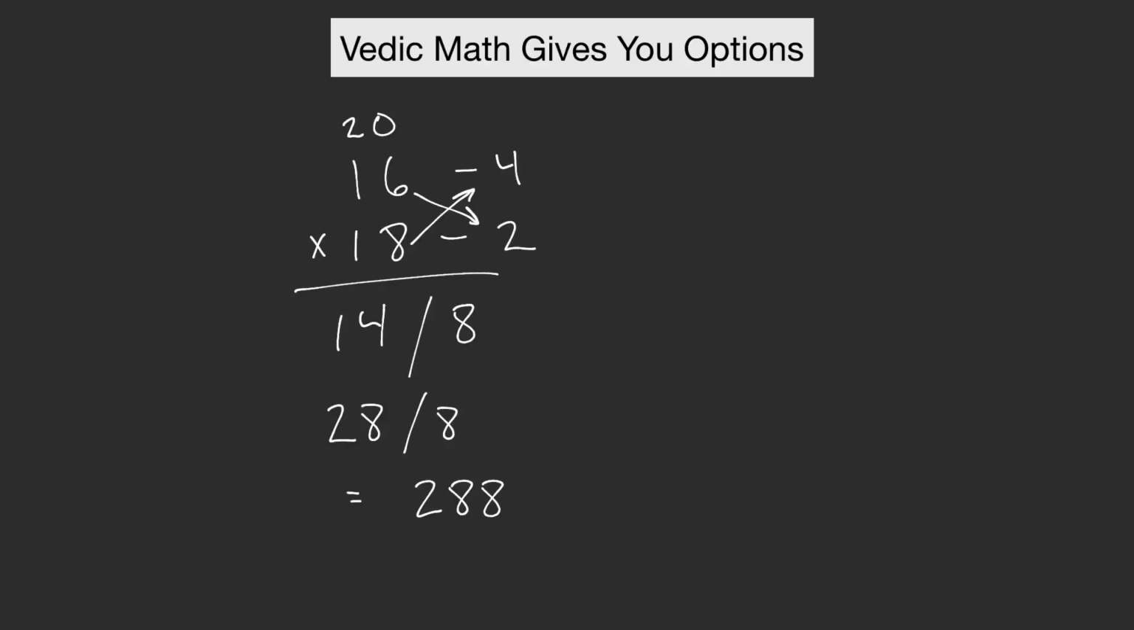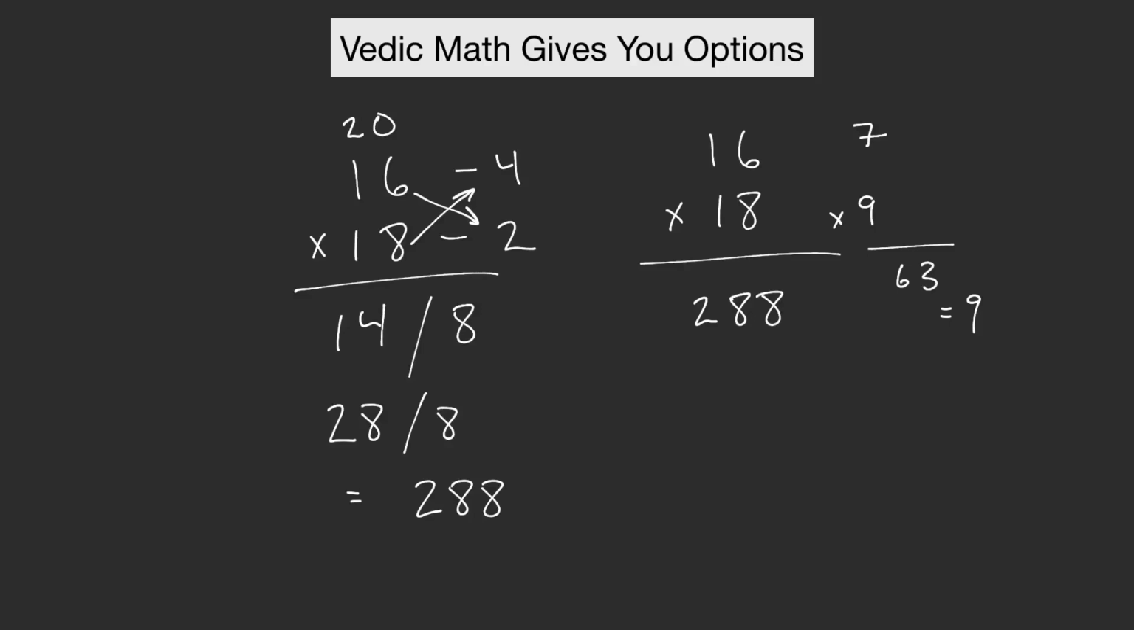Vedic Maths gives you more options, more variety to solve your problems. On top of that, there is a real good way to check your problems to see if you got your answer right, and that's casting out nines. So if we have here 16 times 18, and we say that equals 288, we find the digital root. The digital root of 16, 1 plus 6, is 7. The digital root of 18, 1 plus 8, is 9. 7 times 9 gives us 63. The digital root of that equals 9.